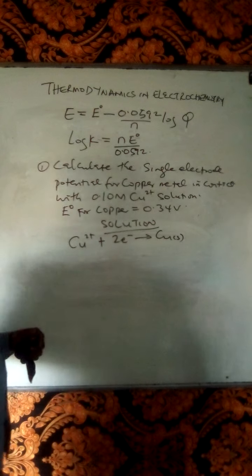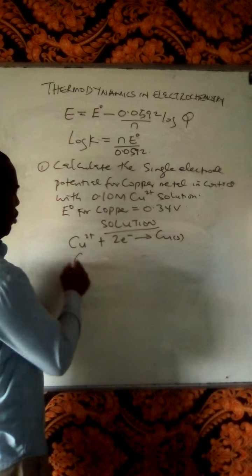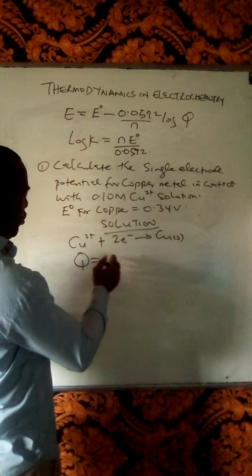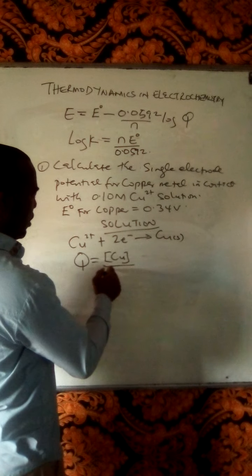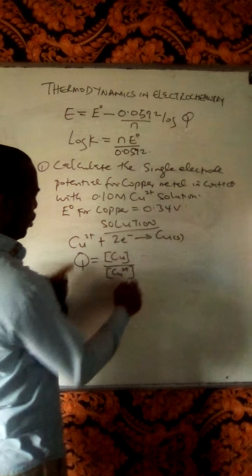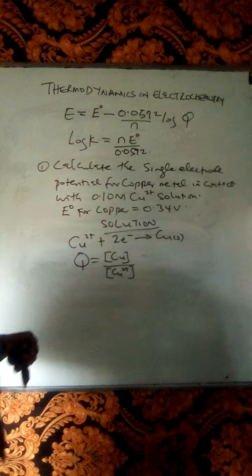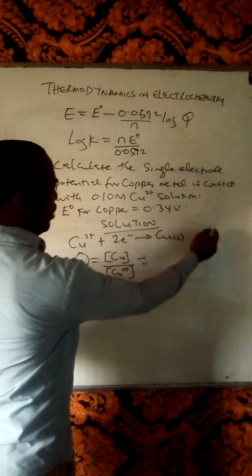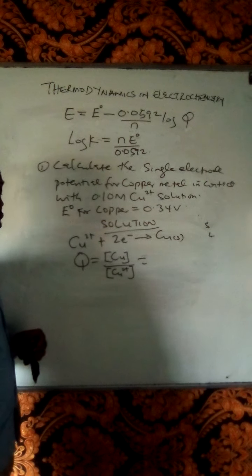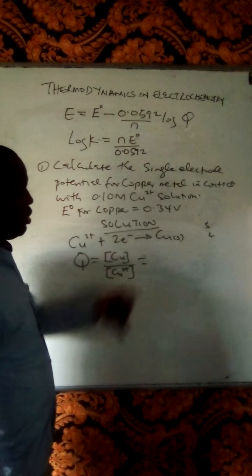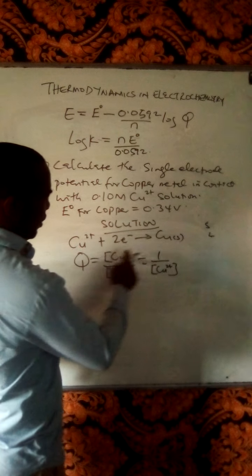So having done that, we can now write Q as the reaction quotient. Q now becomes the product concentration, copper, all over the reactant concentration, which is copper 2 ion. And in chemistry, when a substance is in solid or liquid state, we take its concentration as unity, as 1. So this copper is in solid state, we take the concentration as 1, all over copper 2 ion.